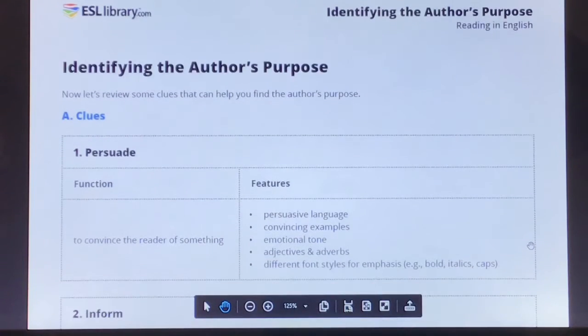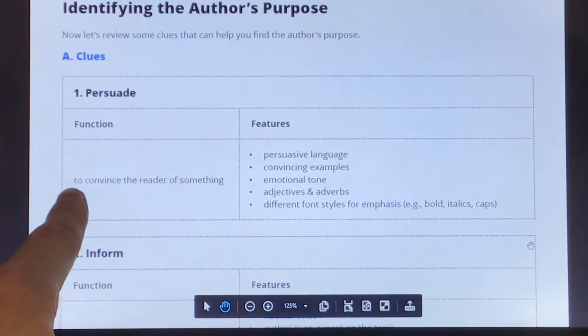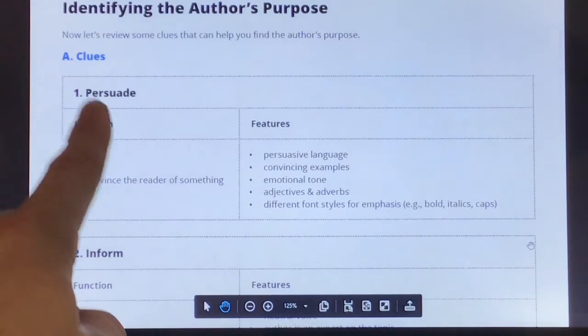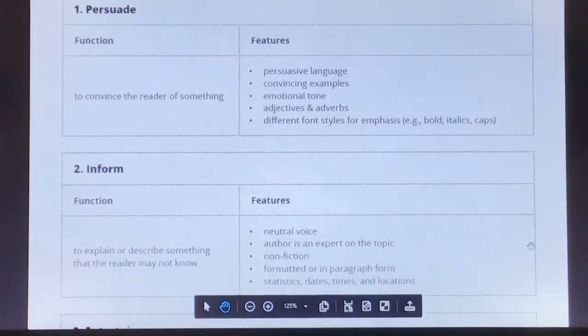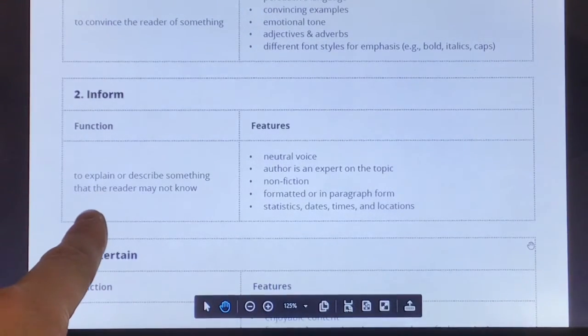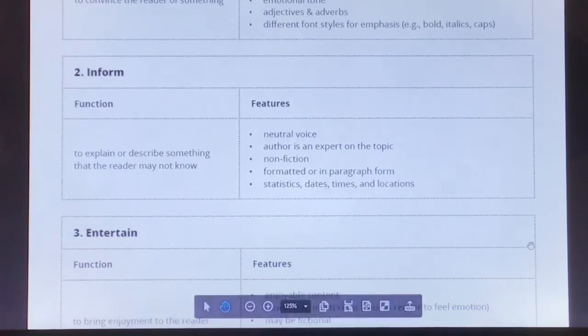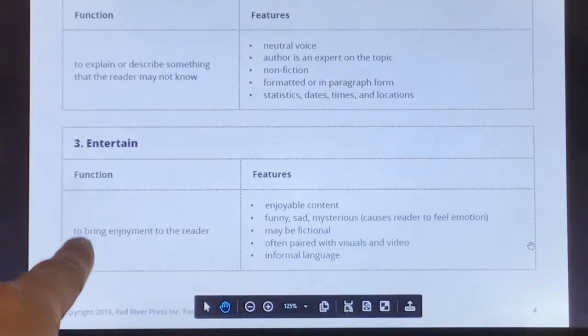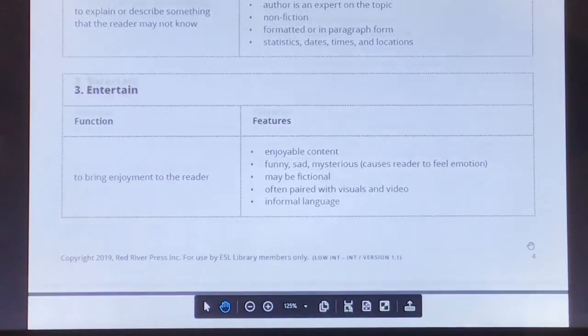Alright, so here are the 3 author's purposes. Persuade. The main reason someone writes a persuasive piece is to convince the reader of something. You want them to change their mind. Inform, the main reason they write that is to explain or describe something. So maybe you're writing about whales, or you're writing about the economy or history. It's to tell people information. And then there's entertain. That could be a book like Harry Potter or a famous novel or play or anything like that to bring enjoyment to the reader.